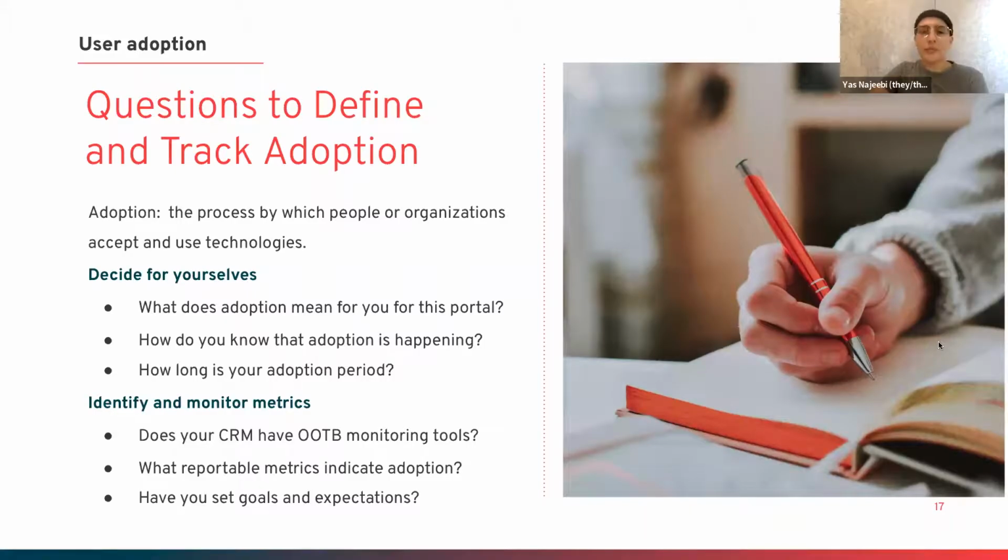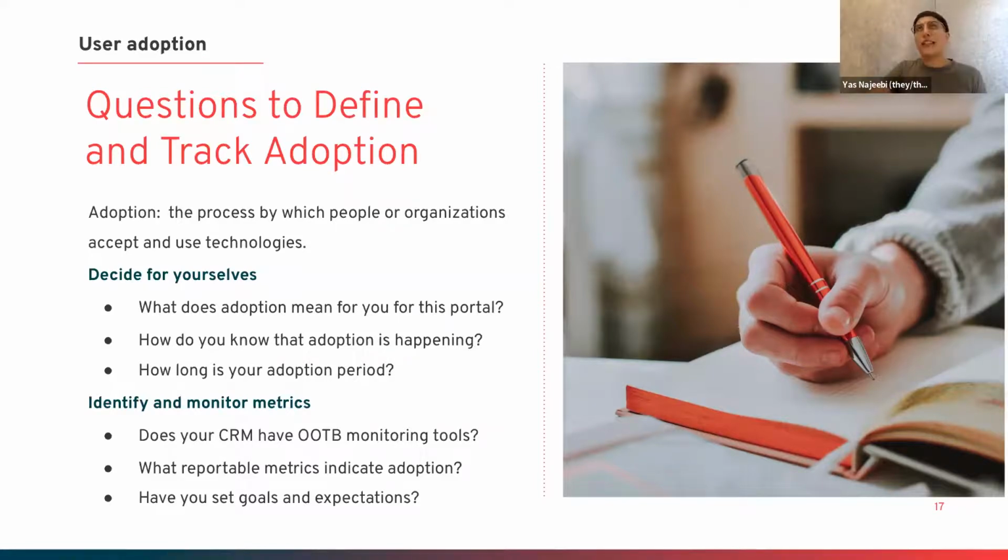So adoption, of course, has a clear definition. It's the process by which people or organizations accept and use technologies. But it's a good idea to internally identify what adoption means for you all in a qualitative way. Like Saul mentioned, are you trying to divert users from a different technology? Or are you trying to get them to do actions in the portal that they were doing elsewhere? Is it necessary for your users to use the portal? What does it actually mean for you all to have people adopt it?